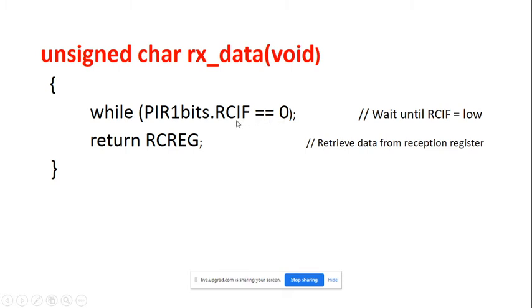Now this bit is from which register? PIR1 bit RCIF. When this bit is 0, you will remain in a while loop. What does it indicate? The reception process is in continuation. Okay, when this bit becomes 1, what does it indicate? Reception is over and the data is fully available in which register? RCREG, the receive buffer register. Now return this value to the main program.